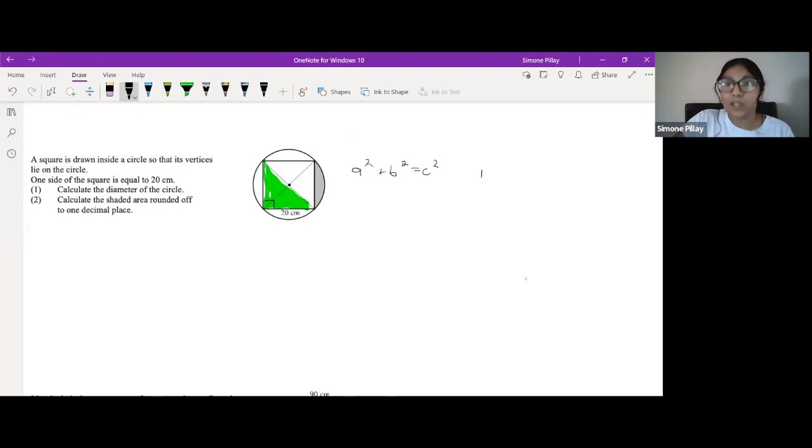And what else do I know? As soon as I use Pythagoras, guys, that's geometry, so I need to give a reason. My reason is Pythag. Okay, carry on. So you get 20 squared plus 20 squared is equal to c squared, which is equal to 400 plus 400. And to get rid of the squared on c, you square root. So the square root of 800 gives you 28,28.